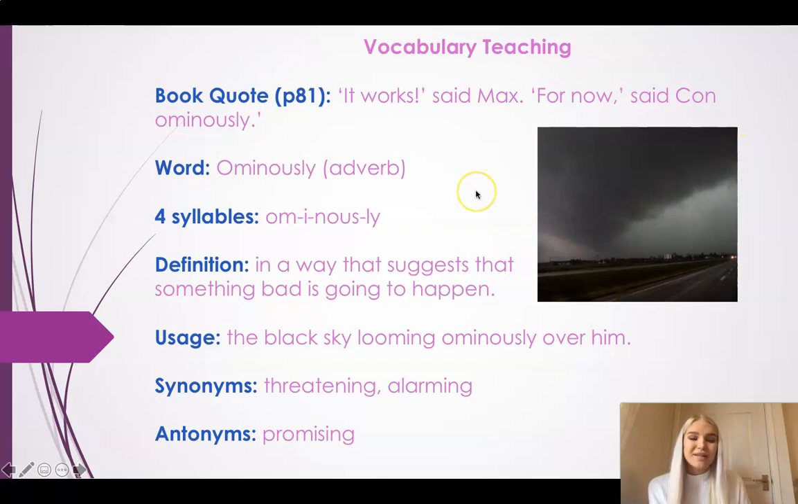Now, normally when we see a black cloud in the sky, what might that mean? That's right, it might mean that a storm is coming. So something bad is going to happen. And in the book, it's quoted as, "It works," said Max. "For now," said Con ominously. So maybe she's feeling doubtful about this raft working and thinking that something bad is going to happen.